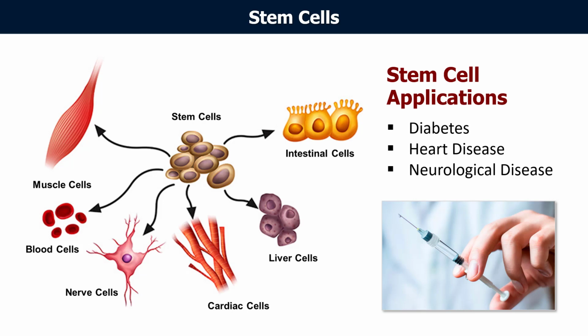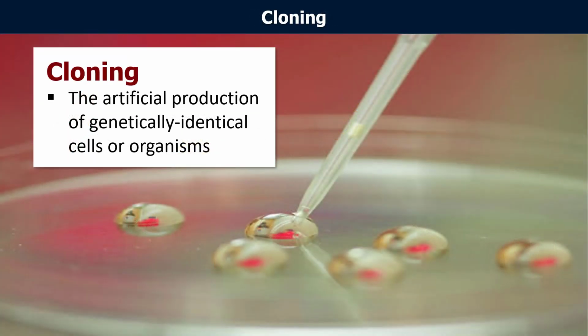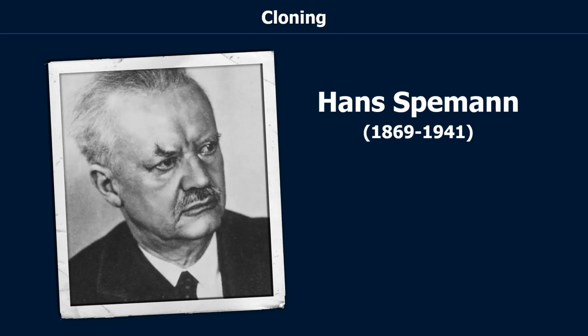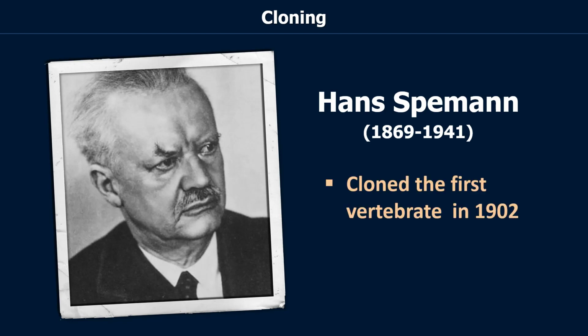Now, the last topic that I want us to get into in this video, another scenario where the sheet music of cells is playing out their genetic expression, is cloning. Cloning is the artificial production of genetically identical cells or organisms. Cloning, believe it or not, has actually been around for a while, at least if we're talking about simpler types of cloning. In fact, the very first cloning of a vertebrate was done in 1902 by Hans Spemann. He cloned the first vertebrate really back at the turn of the previous century.